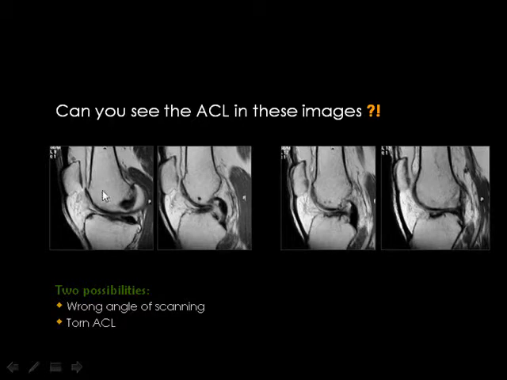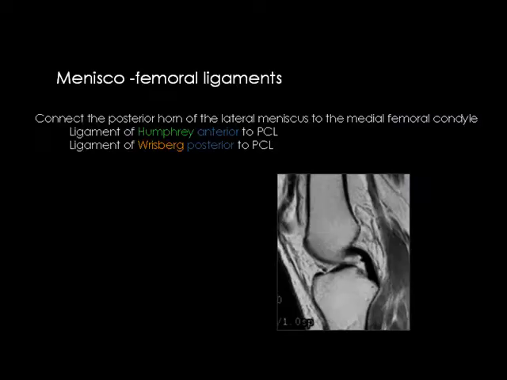What do you think? If you don't see the anterior cruciate ligament, it is either torn, or the examination technique is wrong. Because while we examine the patient, the operator may select a wrong angle for sectioning. Then you will not see the anterior cruciate ligament. And I will tell you how to discriminate between both conditions.